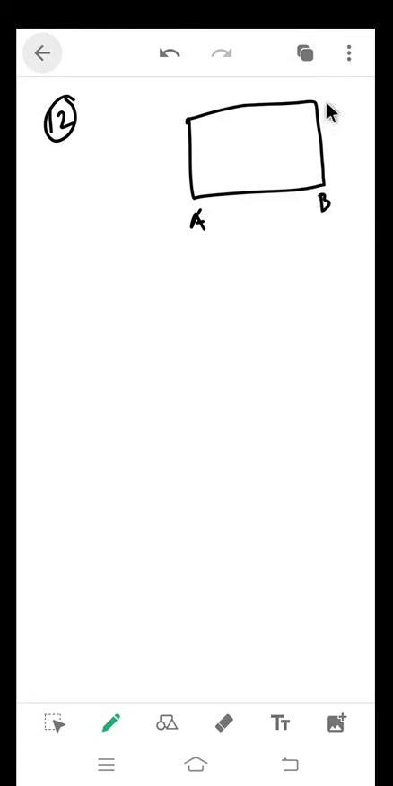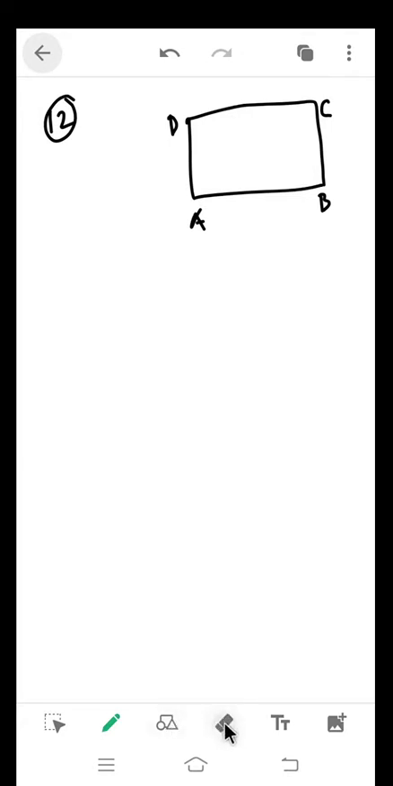In question 12, you have to find out the area of a rectangle where the position vectors are given. So this is an important question. You are given a rectangle. So let me draw it. A, B, C, D.